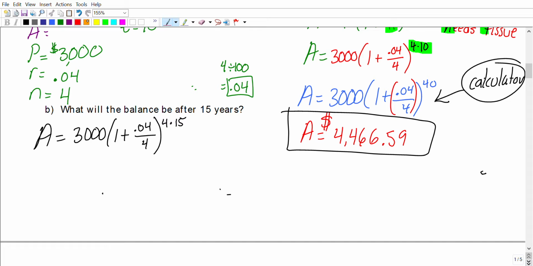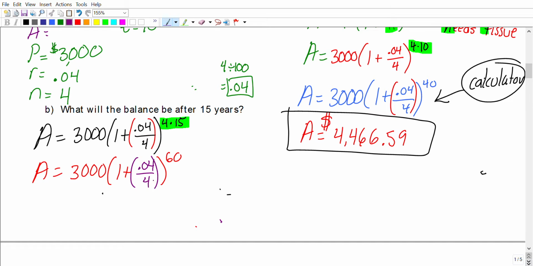So once again, before you type this all completely into your calculator, what you're going to want to do is multiply this 4 times 15. So that should give you a 60 out here. And then around this, make sure to put a parenthesis. So this is going to be 0.04 over 4. That is what I want you to type in your calculator. Let's go ahead and type that in.